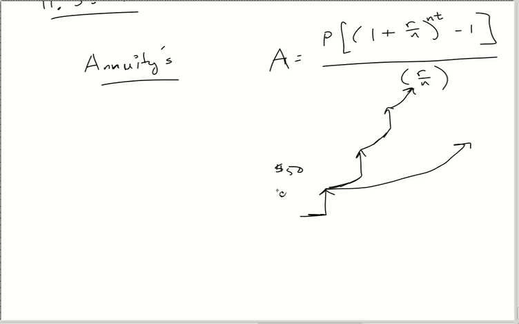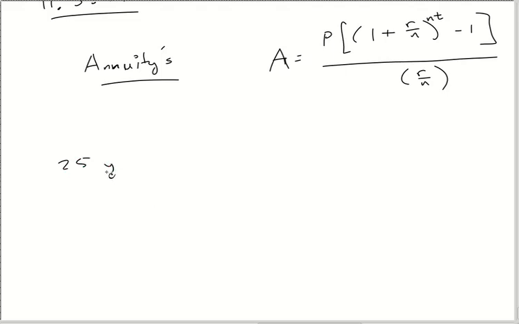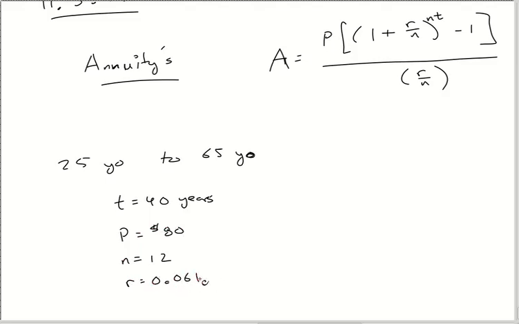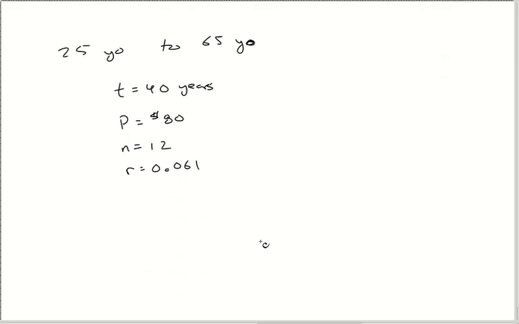Let me try to get some more room on that formula. And so, let's use this formula to figure out how it's going to work. I'm going to go from 25 years old to 65 years old. So how much time are we talking in between? 40 years of working. Anyways, P, they're saying you're putting $80 into this account every month, 12 times a year, and your rate here is 0.061, a 6.1% interest rate. Sounds really good. Let's put it all in.